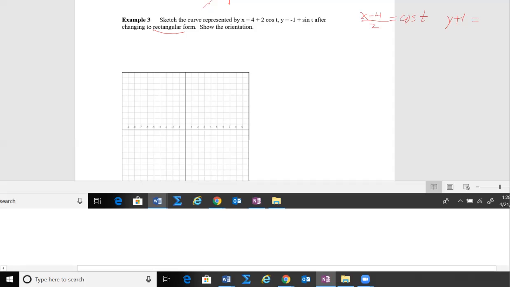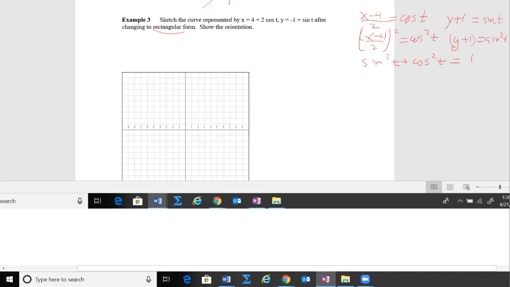And that's equal to the sine. Now you're trying to figure out a way to get rid of the t's in here. And you remember that if you square this, you'll have a cosine squared. And if you square this, you'll have a sine squared. And you know that if you add them, sine squared of t plus cosine squared of t does equal 1.